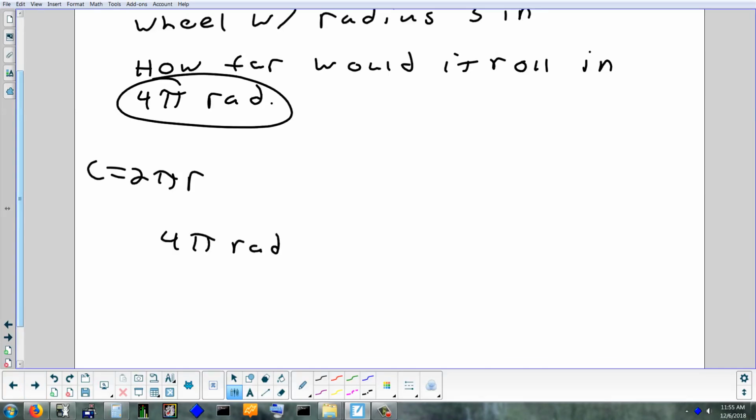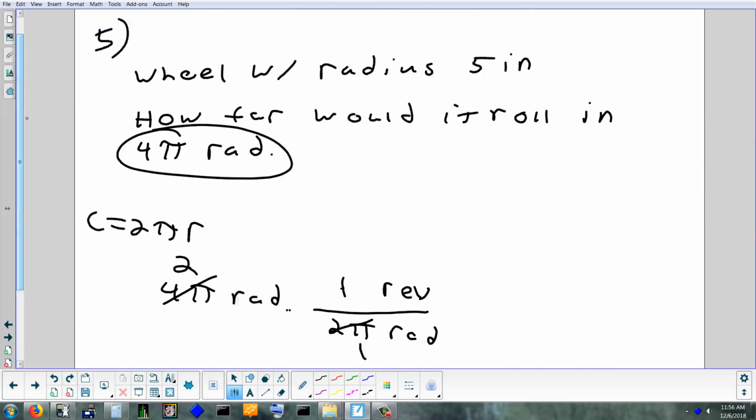4 pi radians. Where would radians go to cancel? Bottom. Revolutions in the top. How many radians in one revolution? 2 pi. 2 pi goes into itself once. 2 pi goes into 4 pi how many times? Twice. 2 times 1. So this is rolling 2 times. It's making 2 revolutions. So I'm just going to put that right below it.